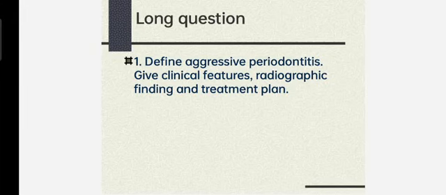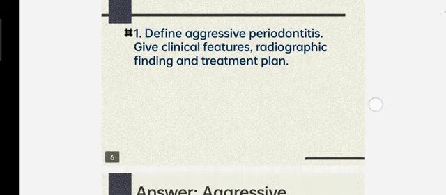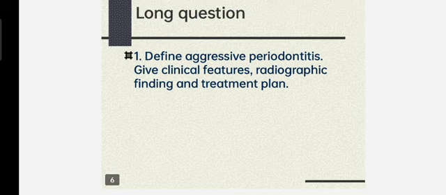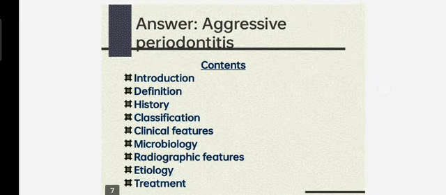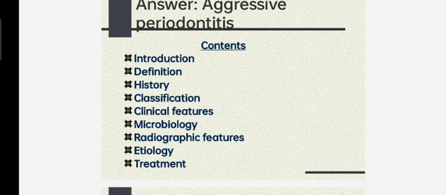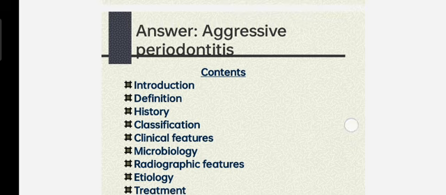Good morning all. Today we'll see how to write the answer for aggressive periodontitis. This question is normally asked in the long question. So the question might be: define aggressive periodontitis, give clinical feature, radiographic finding and treatment plan. Just because it's a long question, we'll be writing the content. We'll write the answer, aggressive periodontitis and the content.